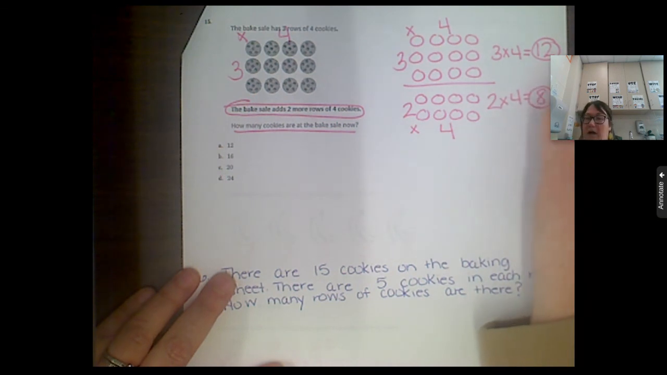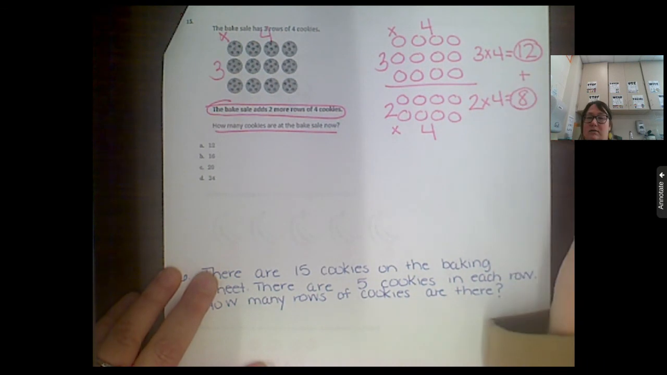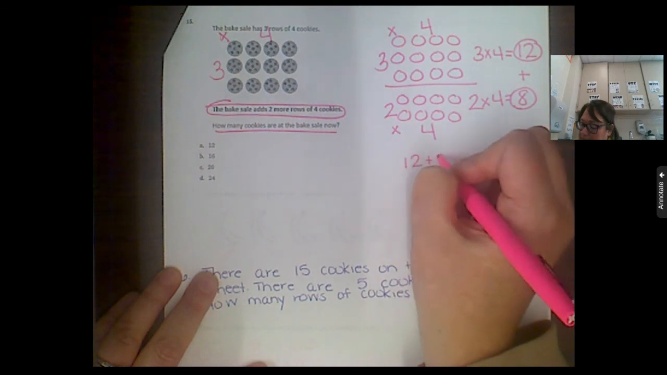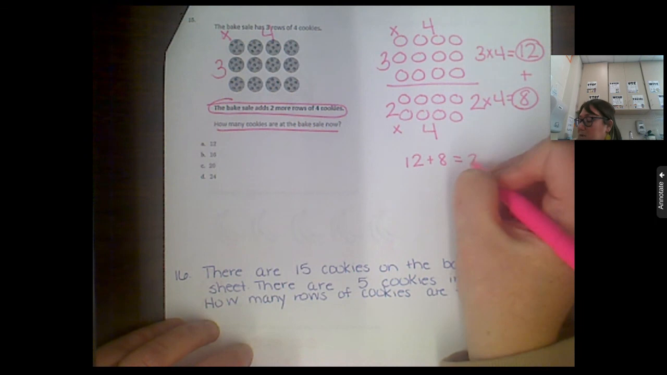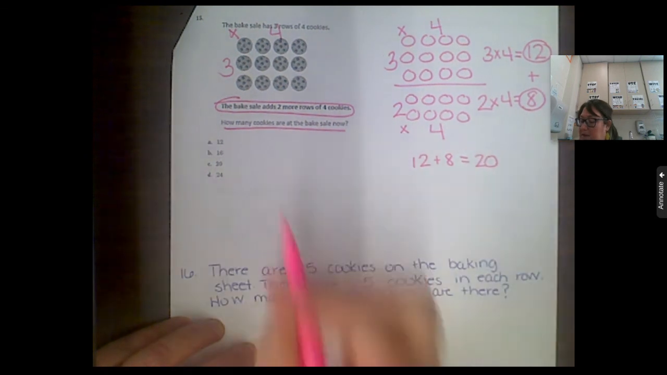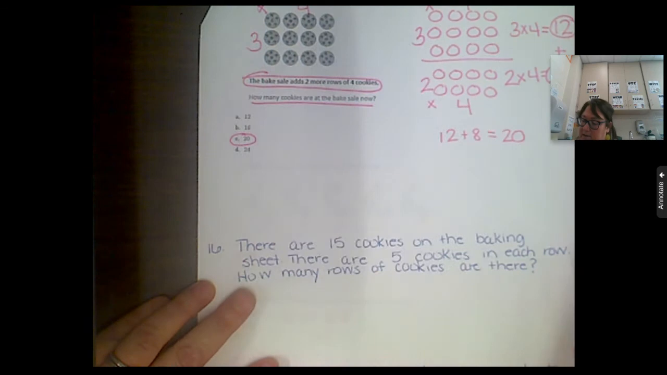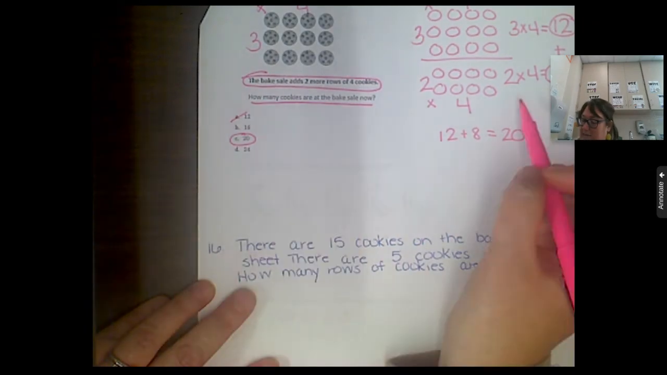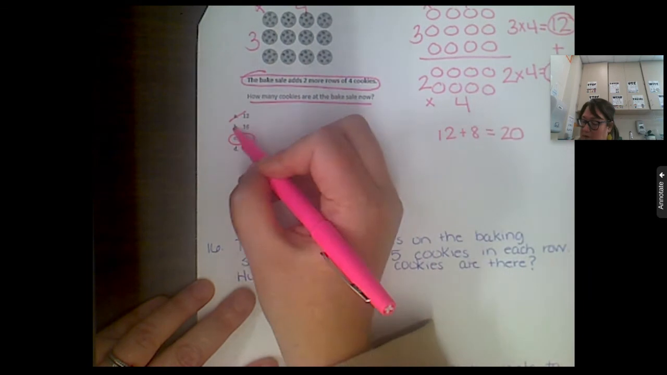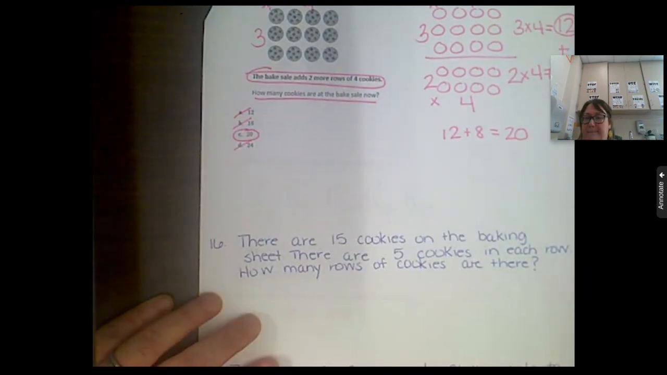The top is 12. The bottom is 8. What do I do with these 2 parts? I'm going to add them together. So 12 plus 8 equals, you know what that equals? It equals 20. And so how many cookies are at the bake sale now? I do have 20 for my answer there. Okay. And it's not 12 because 12 is the top. It's not 16 because we had to add 8 more. And 24 is too much. Okay. How are we with that?